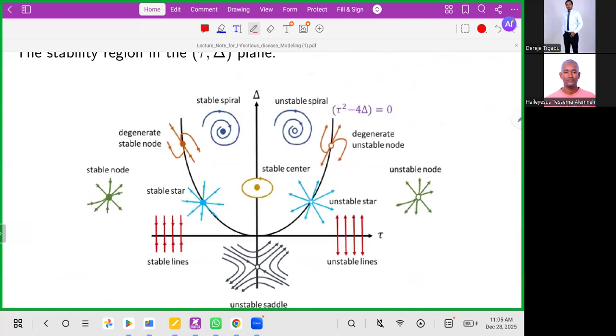You can draw the equation tau square minus 4 times the discriminant, which is a quadratic equation, and every point is indicated here. Stable spiral on this side; if it is on this side it's said to be a stable spiral. On the other side, it's an unstable spiral.